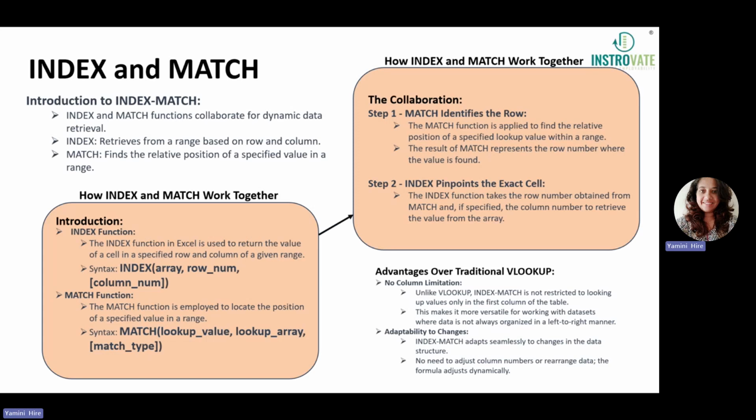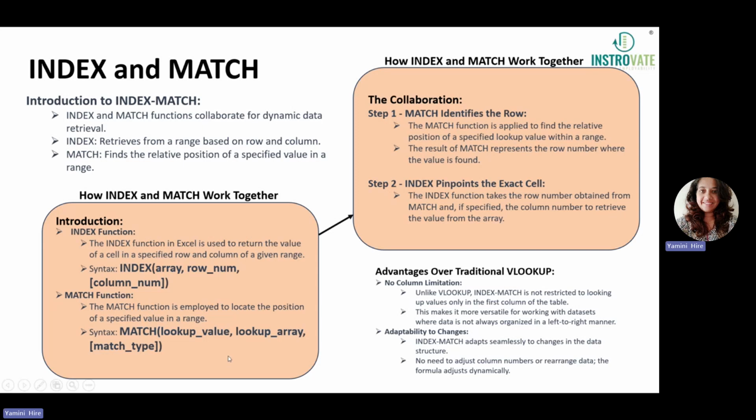The first one is index and match. The index and match functions collaborate for dynamic data. So index, what does it do? It retrieves a value from a range based on a row and column. Okay, and match, what is it? It finds the relative position of a specific value in a range. In index, we pass the array and give the row number or column number. Based on that, it returns the value which is in that particular cell.